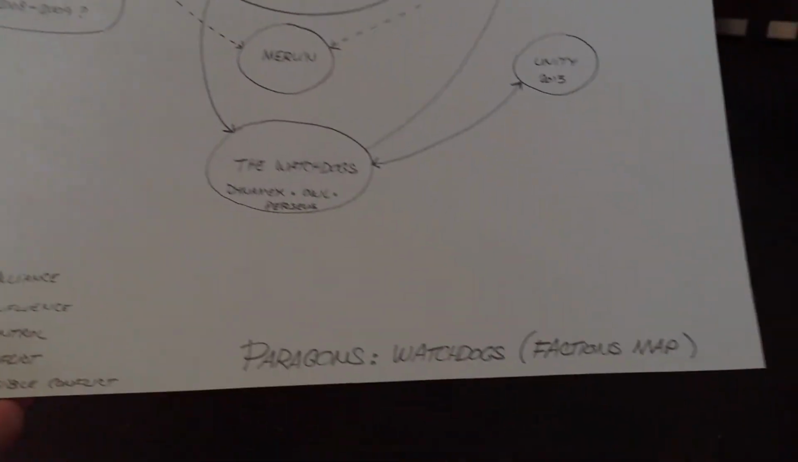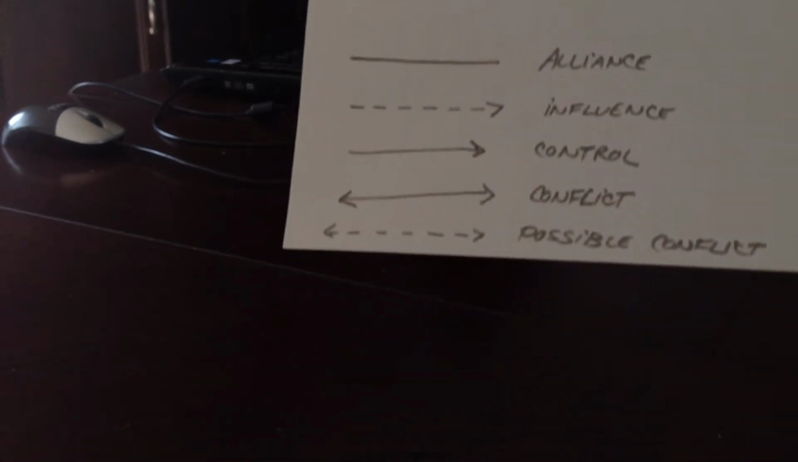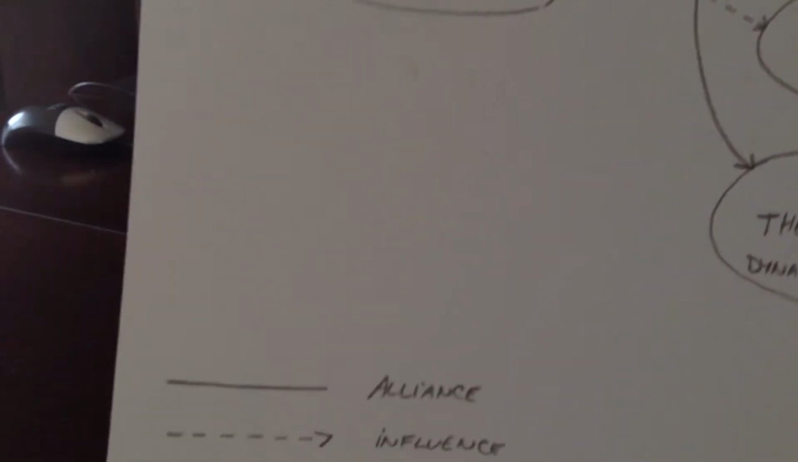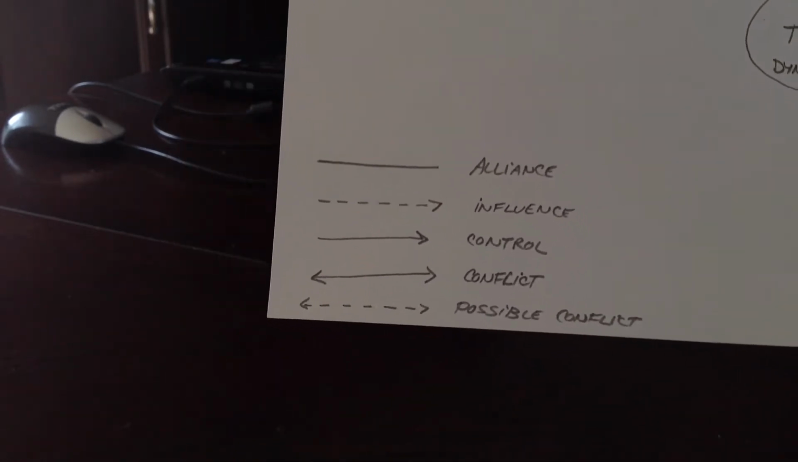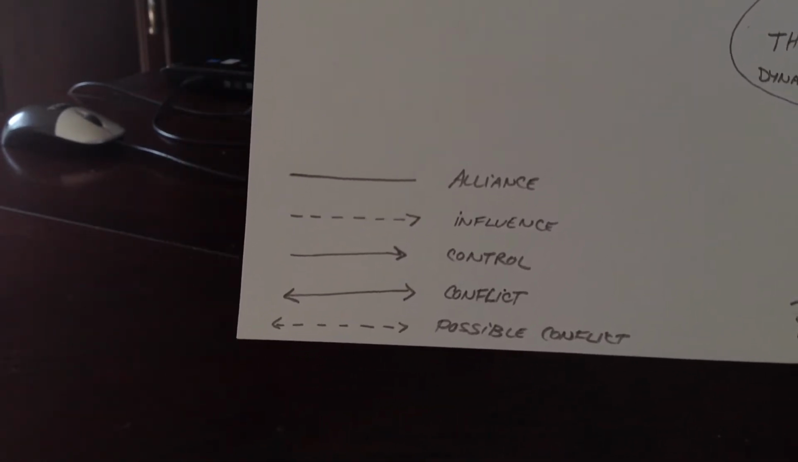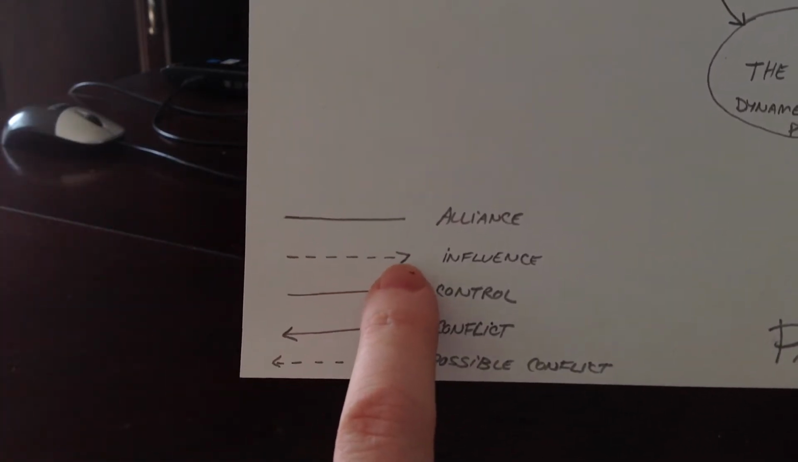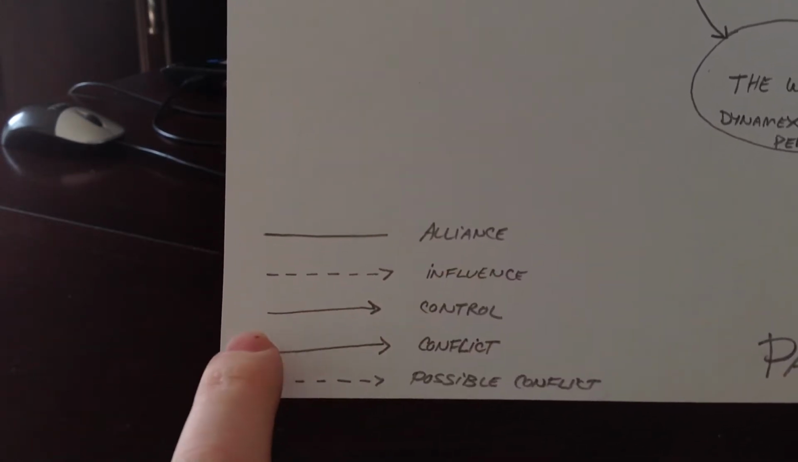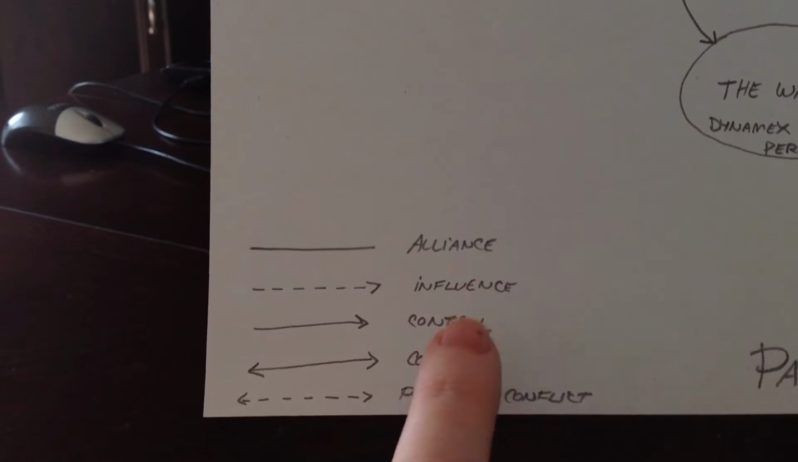So here's what I call a faction map in Paragons, and before covering the faction map, here's the legend. Each organization is a circle, or a kind of circle. Between the circles you have organizational ties, and a straight line represents an alliance. A dashed line with an arrow means an influence, so an organization will influence another one. A direct line with an arrow means control. This organization controls that one.